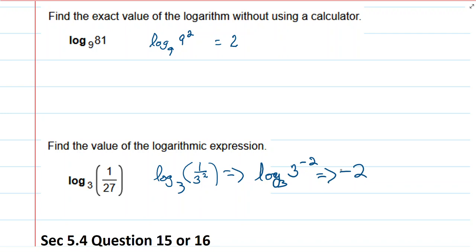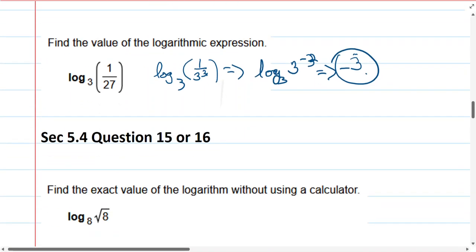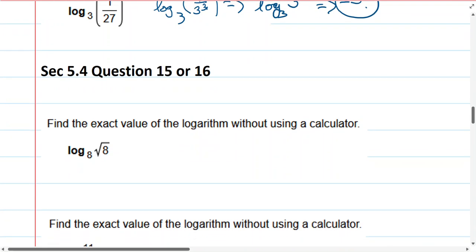And we get our solution. 3. That was a 3. Okay, that one was cool. Nothing hard. Exact answers without a calculator.